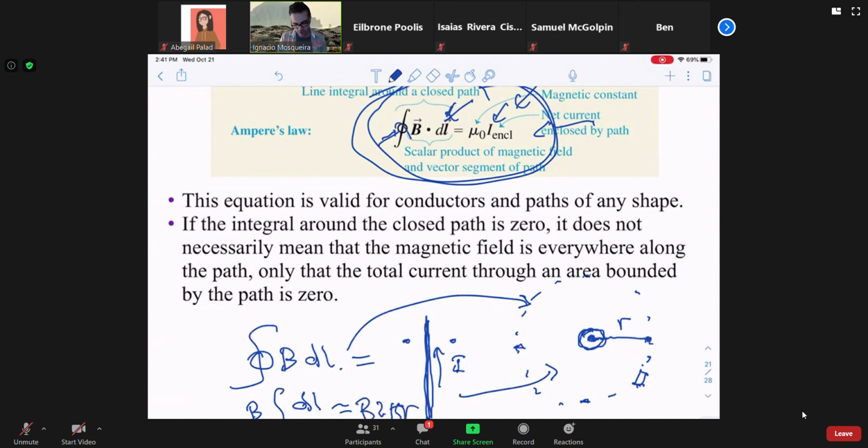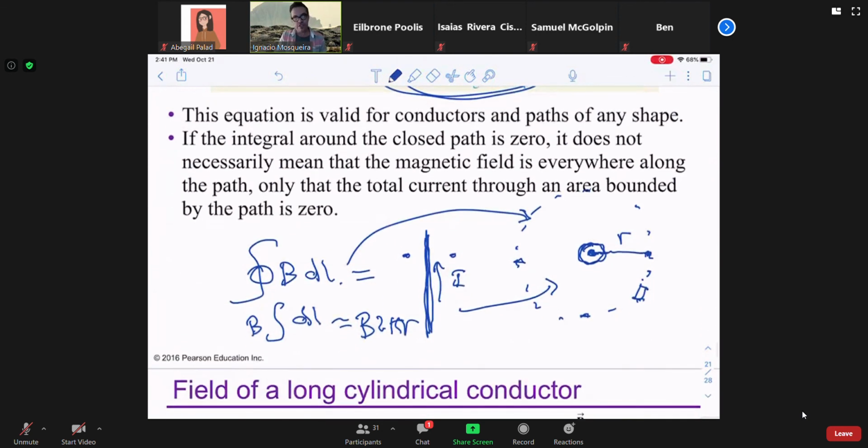That's it. 2 pi r, because that's the integral that you actually did. It's very easy, it's 2 pi r. That's the circumference of the circle. So that has to be equal to mu 0 times the current enclosed.